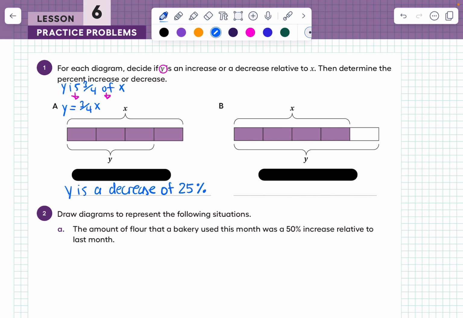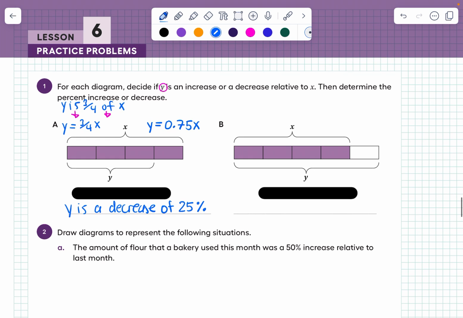And if you think about it, if you have y equals 3/4 x, we could change that to the decimal format of y equals 0.75x. Because remember that 100% is always 1 as a decimal. So if you have 1 here and 0.75, it had to have been a decrease of 0.25, which is 25%.